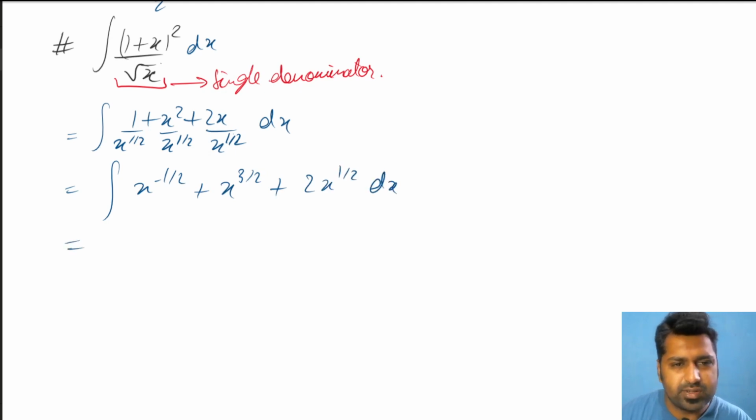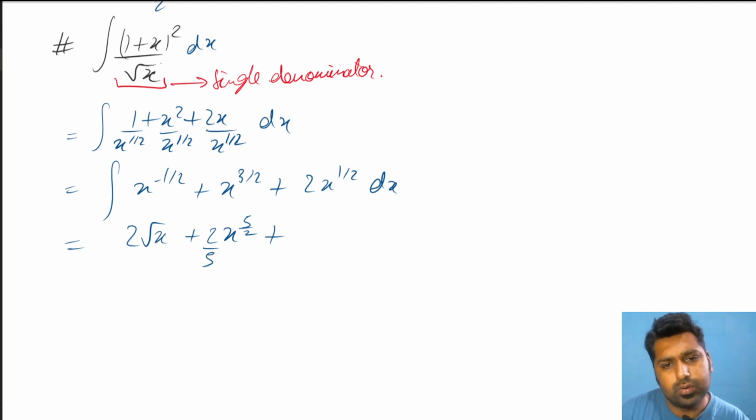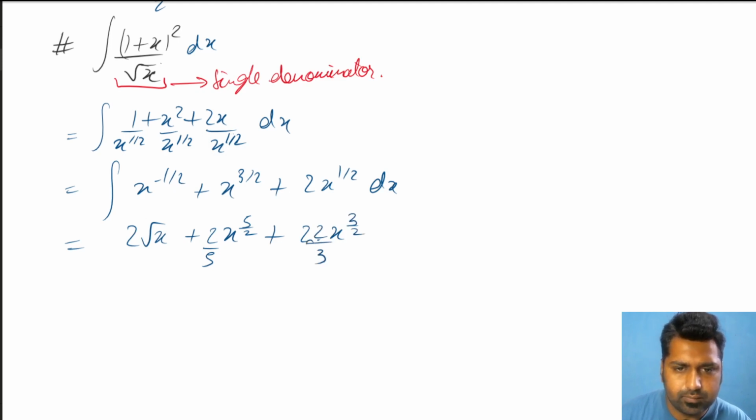And after this, I think it is pretty standard. The integration of x raised to power minus 1 by 2, this was 1 by root x. So what is the integration of 1 by root x? 2 root x, we know. The next will become x raised to power 3 by 2 plus 1, 5 by 2, upon 5 by 2. And for 2 x raised to power 1 by 2, this is the square root of x, so 2 into the power increased, 3 by 2, into 2 by 3. So this becomes 2 root x plus 2 by 5 x raised to power 5 by 2 plus 4 by 3 x raised to power 3 by 2 plus c.